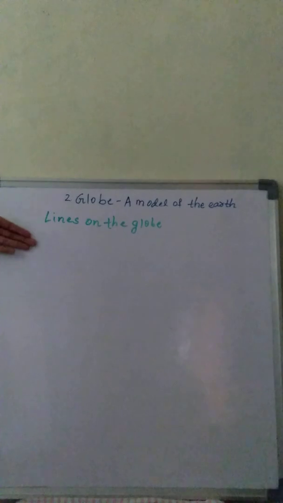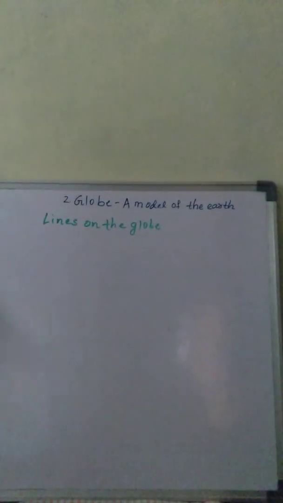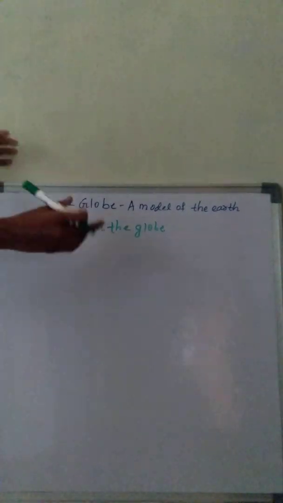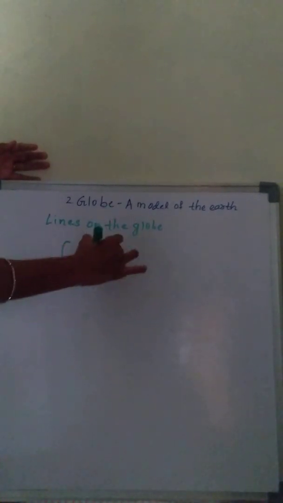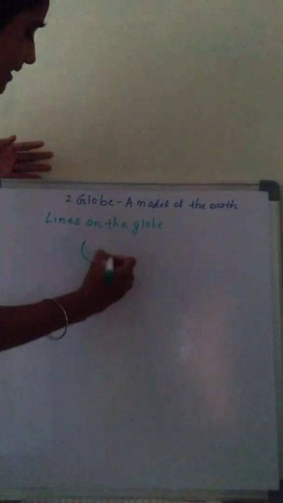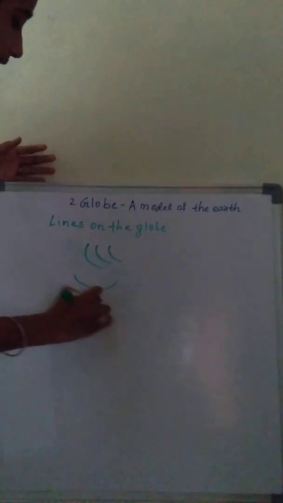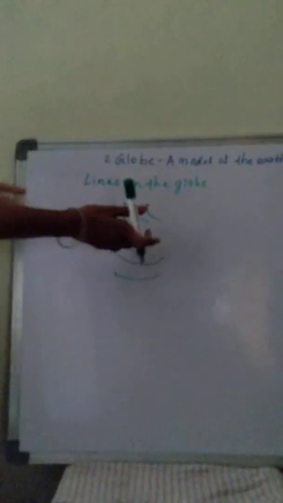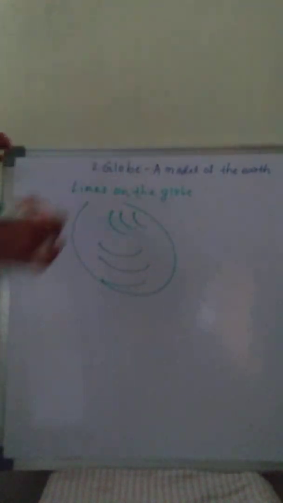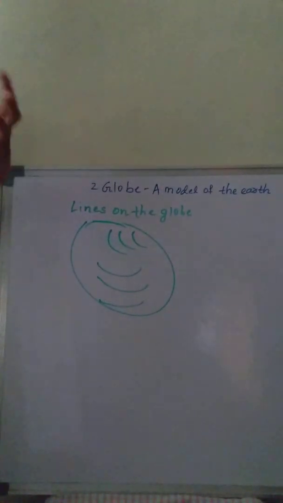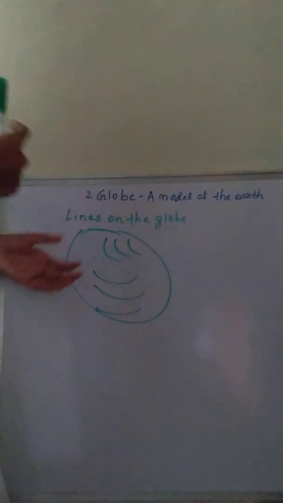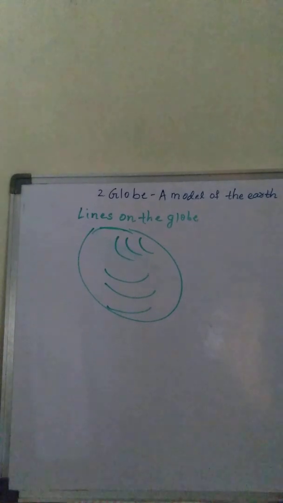You may observe lines on the globe. This is not a big topic, it's a small topic. Some lines are like this, and some lines are like this, from east to west or north to south. Map makers draw these for us, to make it easy to point out places on the globe or on the map. Now we'll discuss another topic, that is nothing but latitudes.